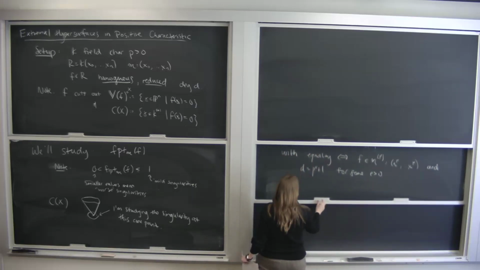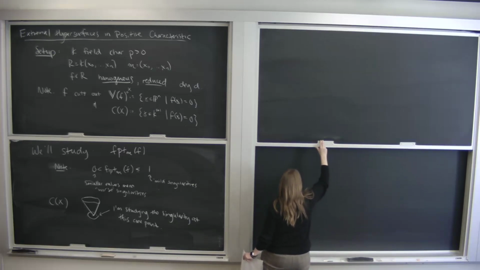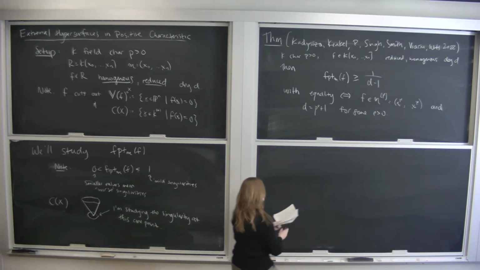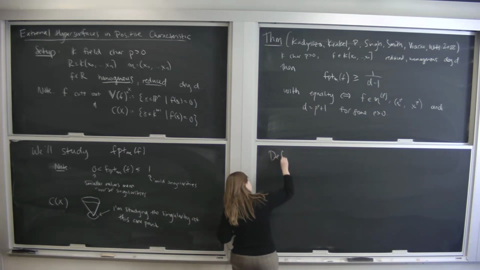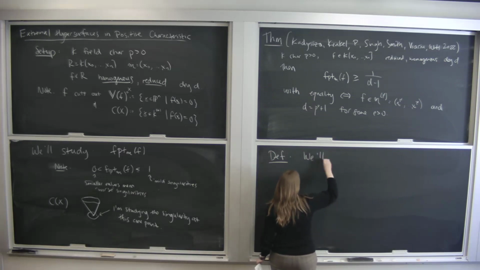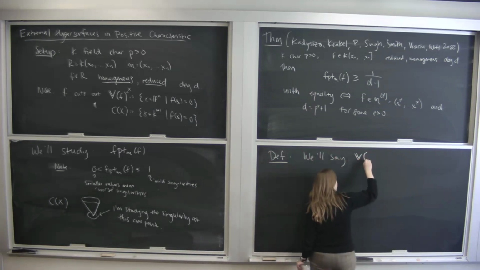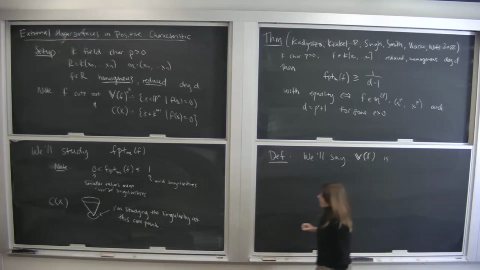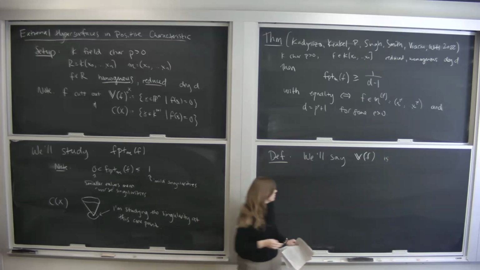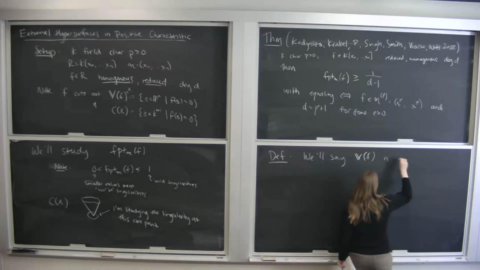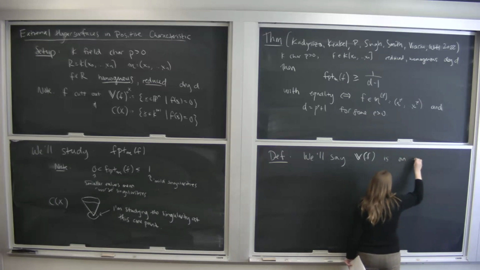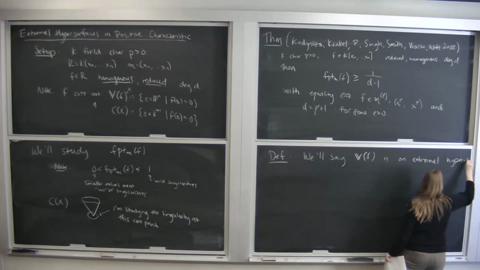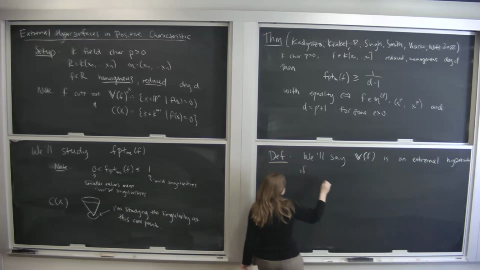Maybe this theorem statement gives us a natural definition. We'll say V(F), this projective hypersurface, I might misspeak and call both the projective hypersurface and the affine hypersurface extremal, but this is what we do in our paper. We'll say this hypersurface is an extremal hypersurface if it achieves this lower bound.